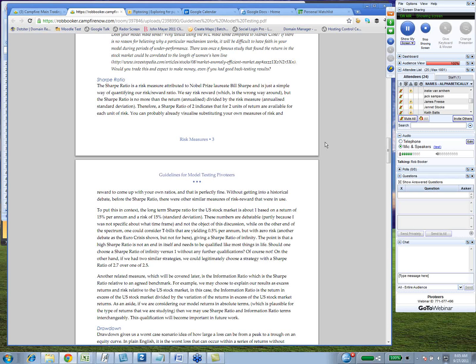Let's say that your trading methodology seems to produce an annualized return of 20%. And so that's the number that you're thinking that it could return.